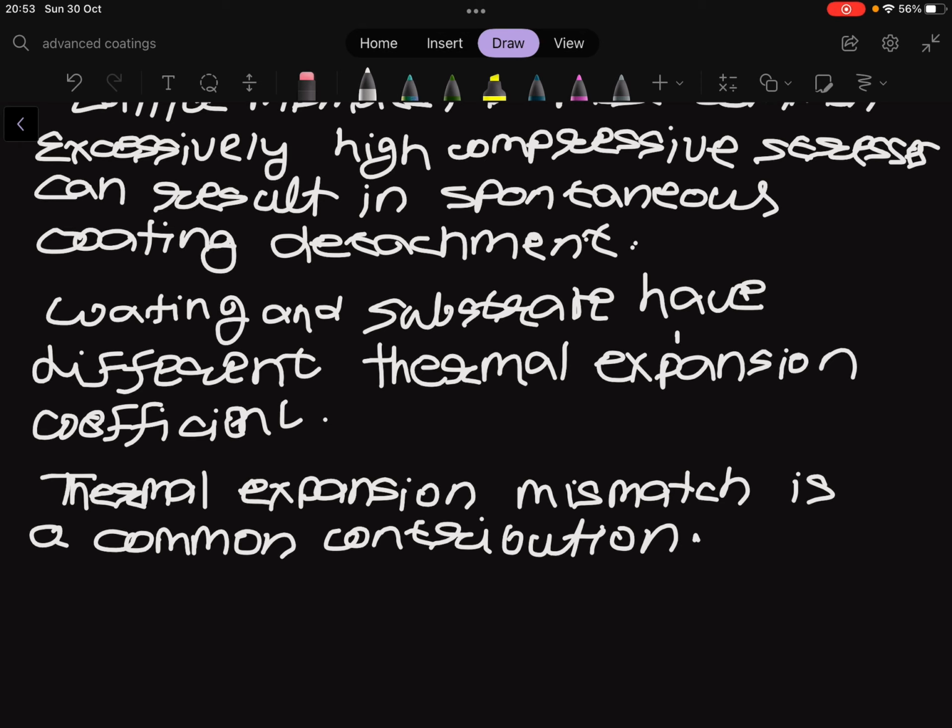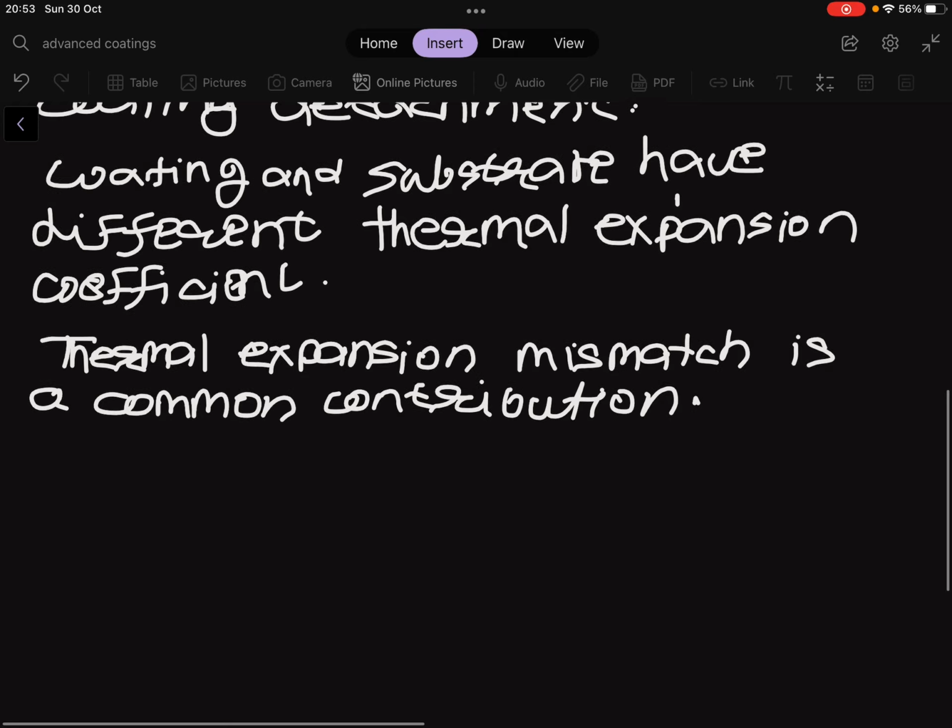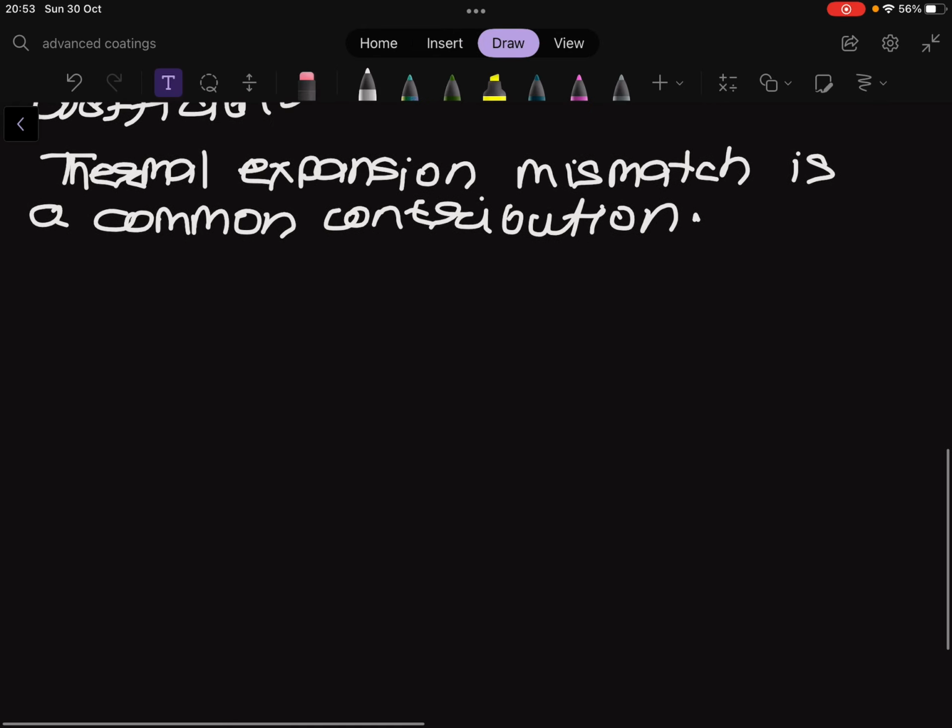Now on the other hand, compressive stresses are usually beneficial because in most cases we deposit brittle materials, that is ceramic materials. So we know that compressive stresses are beneficial to hinder crack propagation.